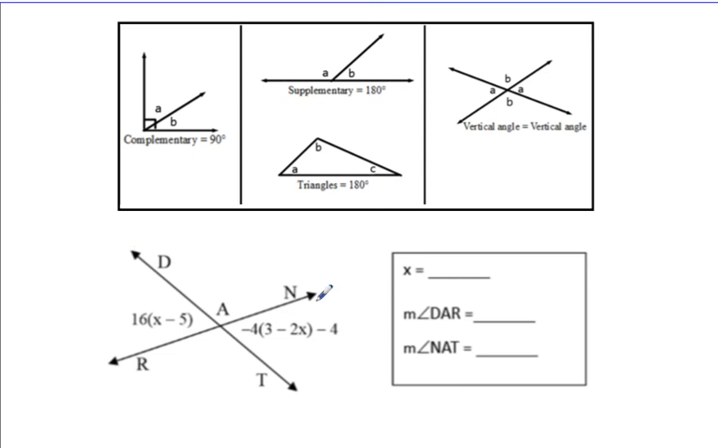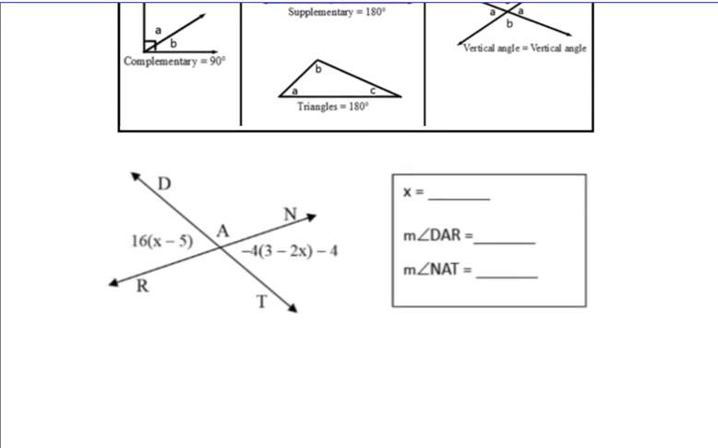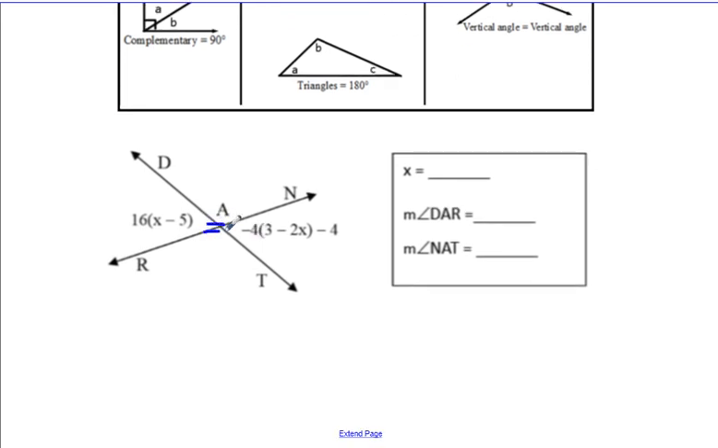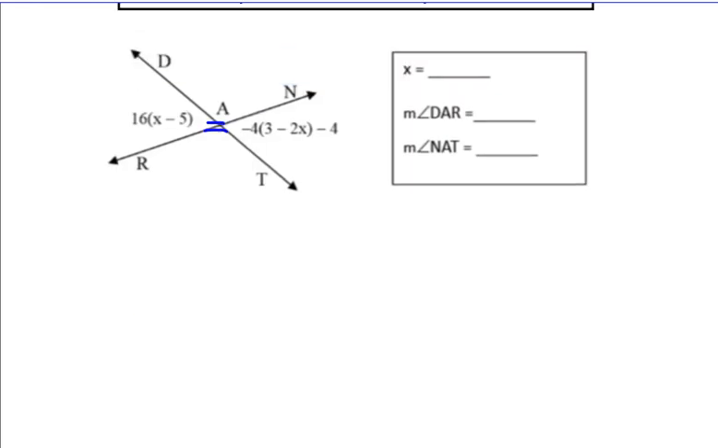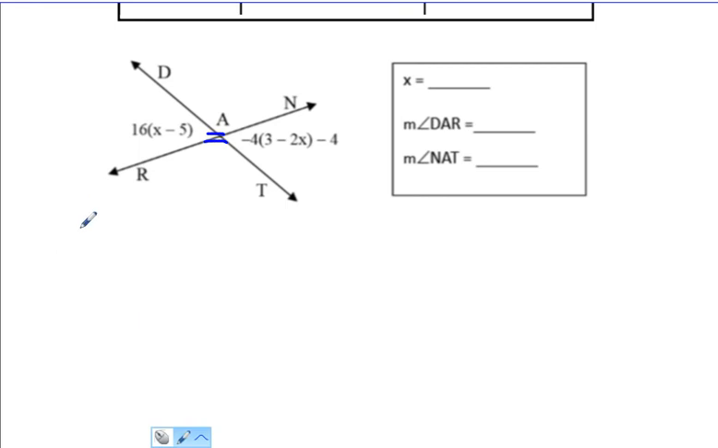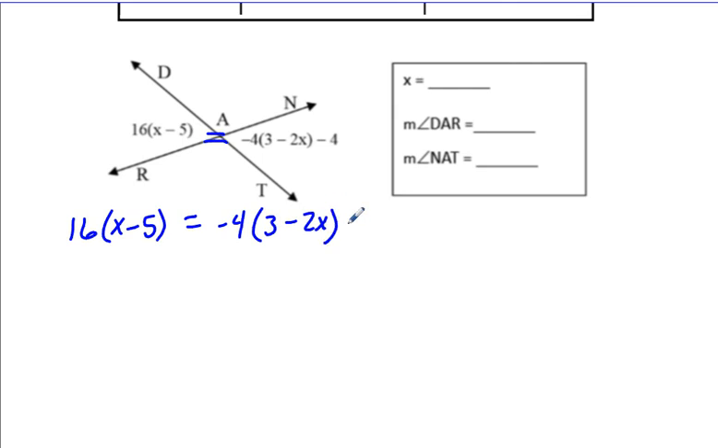Right, we have intersecting lines that created two angles. So is this complementary, a triangle, supplementary, or vertical angles? And these are vertical angles, and they are equal to each other. So the first angle, 16 times the quantity x minus 5, was equal to the second angle, negative 4 times the quantity 3 minus 2x minus 4. Distribute.